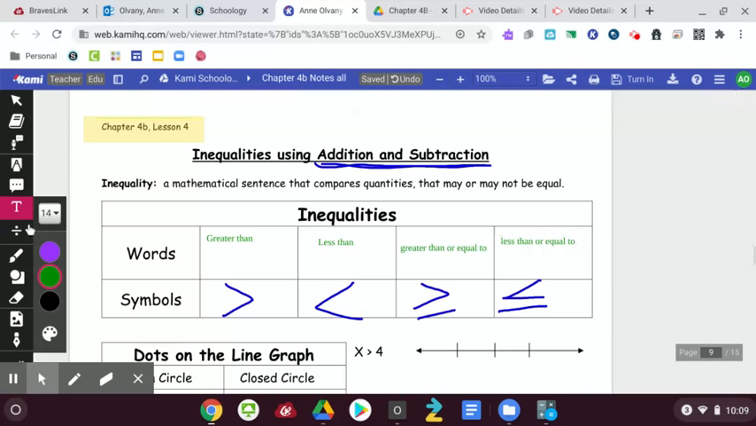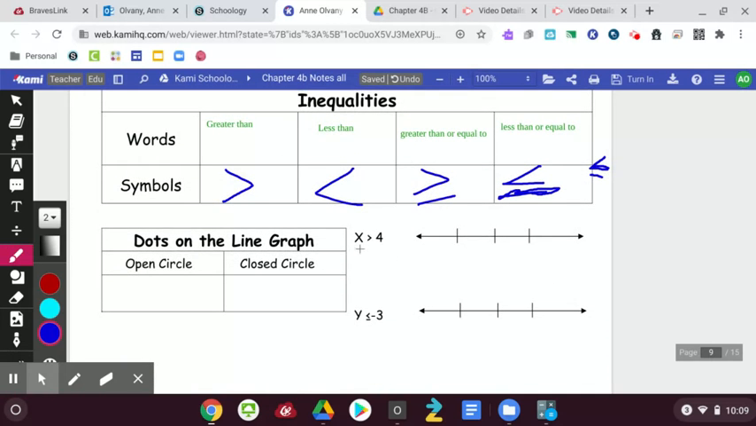And again, I think of this as an equal sign. And so this is like the bottom line of the equal sign. Oh boy, I'm really messing it up. And then I turn this into a less than. So it's less than or equal to. That's how I think about that.